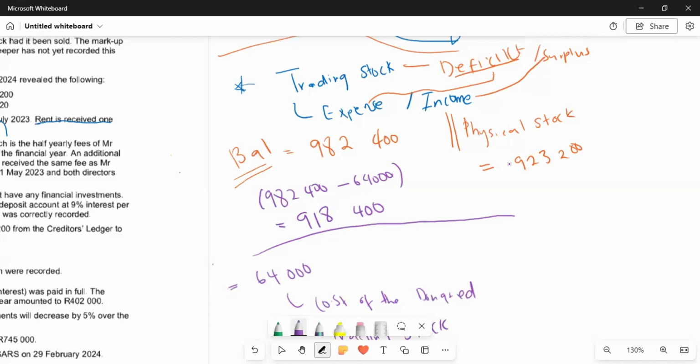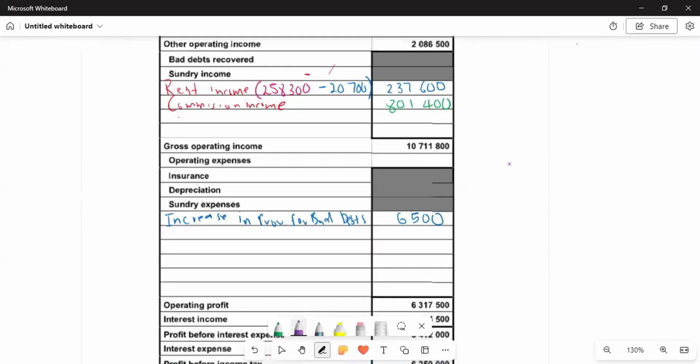Now, in this case, there is a surplus, right? So there is a trading stock surplus, which is the difference between the two amounts, and it needs to be recognized as an income. And how do we go about calculating the surplus? It's the 923,200 minus the balance in our books. Our trading stock surplus is 4,800, and we need to recognize it as an income on our income statement.